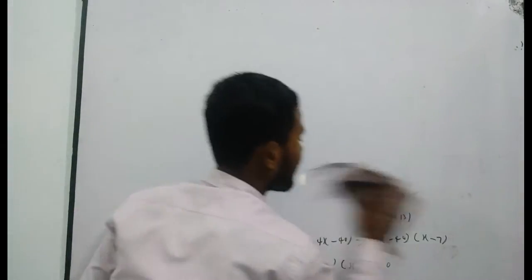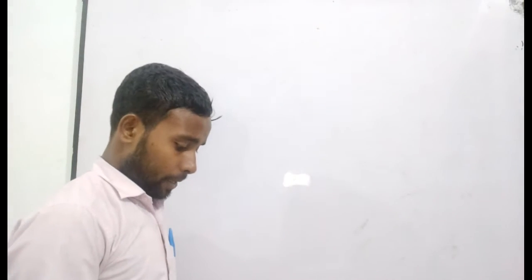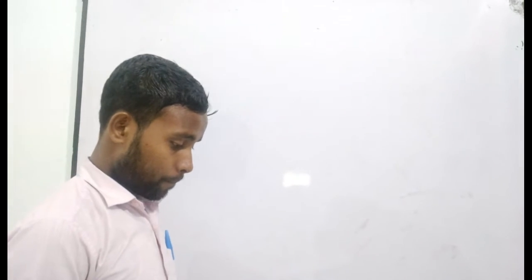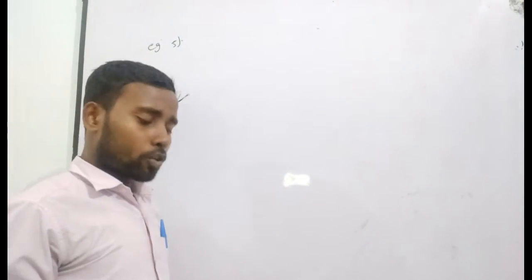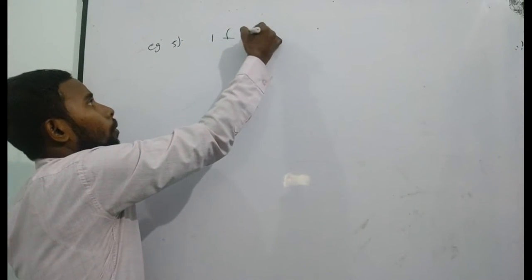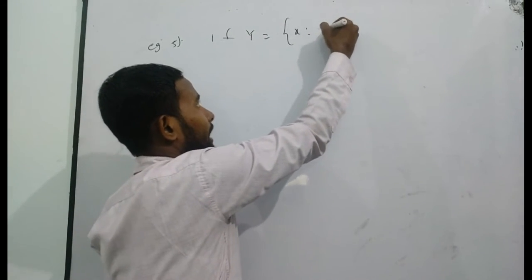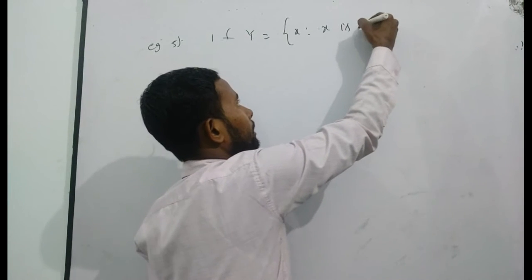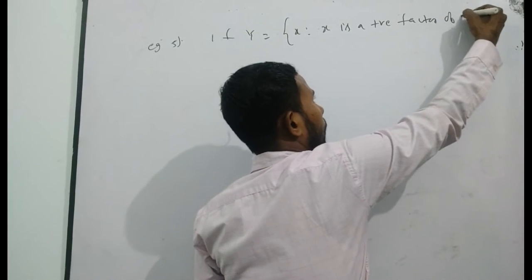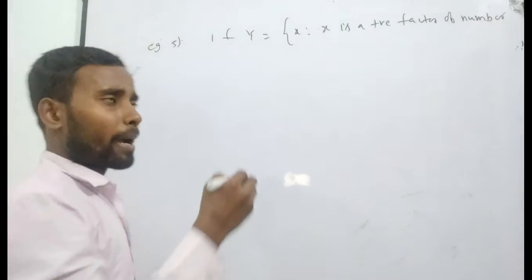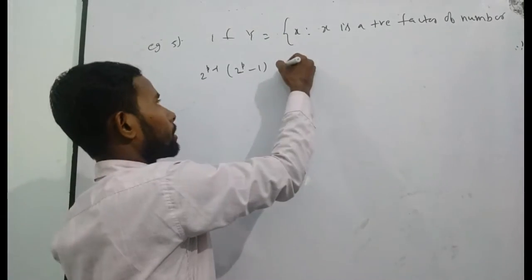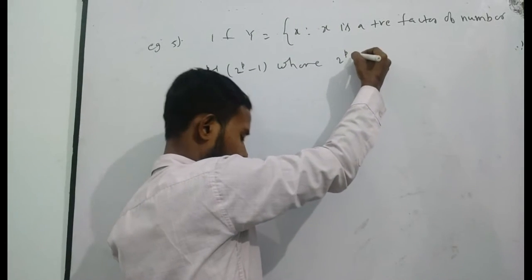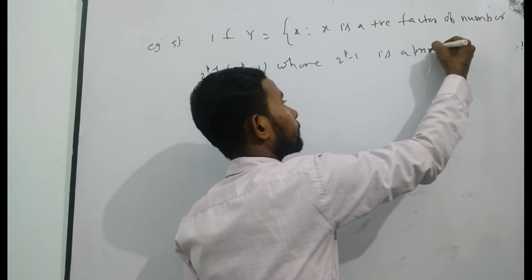Now I want to tell you the next example. See here, example 5. It is a good question. If Y is equal to x, such that x is a positive factor of the number 2 to the power (p minus 1) into (2 to the power p minus 1), where 2 to the power p minus 1 is a prime number, right?